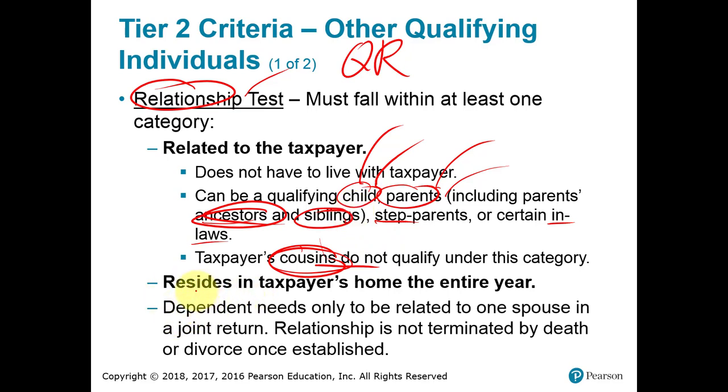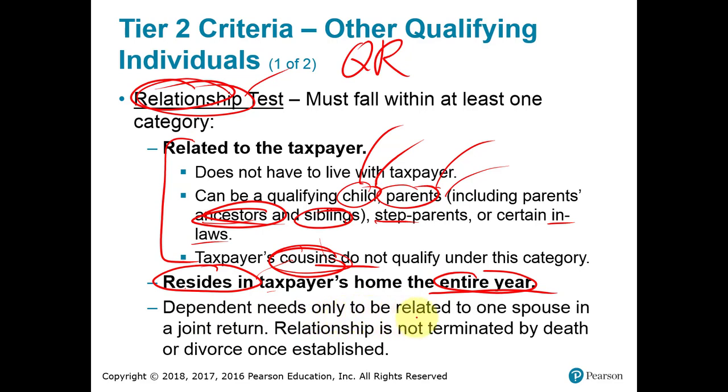The other one says here resides with the taxpayer's home the entire year. This one is for people that don't meet this relationship test. So if your cousin, if your boyfriend or girlfriend lives with you for the entire year, they've met this relationship test. If your boyfriend's son lives with you the whole year, they've met this relationship test. In other words, no blood relationship here, yeah?